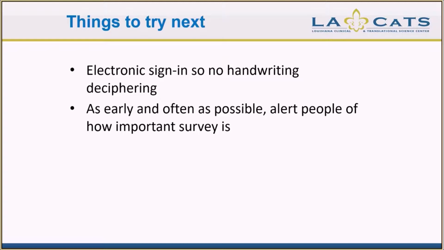Things I'd like to try next is some form of electronic sign-in. I don't know if I need a fleet of iPads, which doesn't sound easy to obtain, but maybe there's something else I can set up so that people can quickly sign in and move on to their next station, whether that's the cookies or a seat in the audience. How can I make it so that I don't have to decipher handwriting? And as early and often as possible, alert people about how important the survey is, and that I find great value from it.